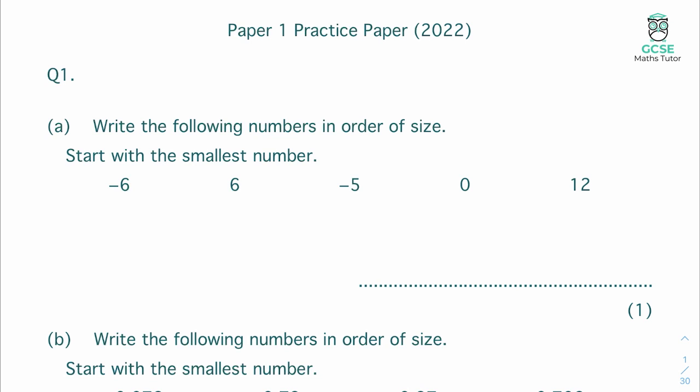Okay, welcome to this video where we'll be going through a Foundation Paper 1 practice paper for all the topics on the Advanced Information list. Now this paper is going to be around about 80 marks, but it's not bang on, and I am going to be going through it pretty quick.